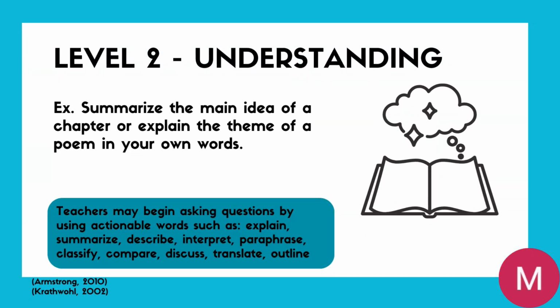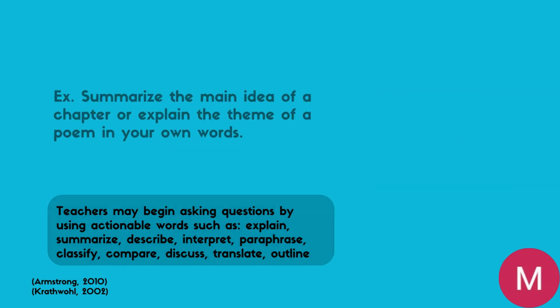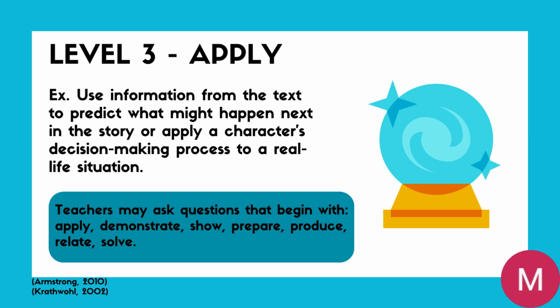Next is understanding. At this level, students are expected to show the meaning of information by interpreting, explaining, or summarizing concepts, like summarizing the main idea of a chapter or explaining a theme in your own words. In level three, students are ready to apply the new knowledge gained through words or actions. This could come across in making a prediction from the story or applying a character's decision making process to a real world situation. Words like demonstrate, prepare, produce, or solve would be seen in this context.